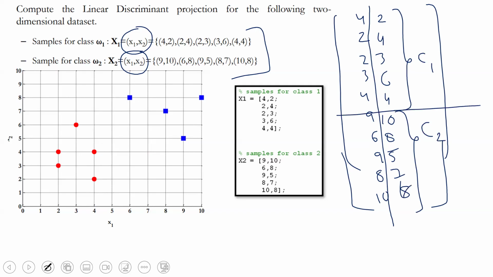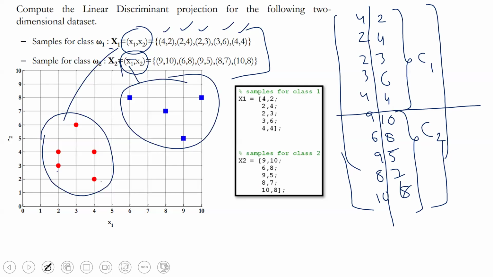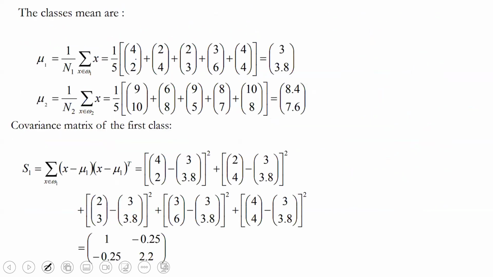Now we have drawn that in this coordinate system. So what is the 2 comma 4? What is x1 here? This point is 2 comma 3. This is 2 comma 4. This is 4 comma 2. This is 4 comma 4. And this is 3 comma 6. So these are all x1 coordinates and these are all x2 coordinates. Now we want to differentiate these two by finding that projection, the discriminant scores. Given this matrix, how do we calculate this?